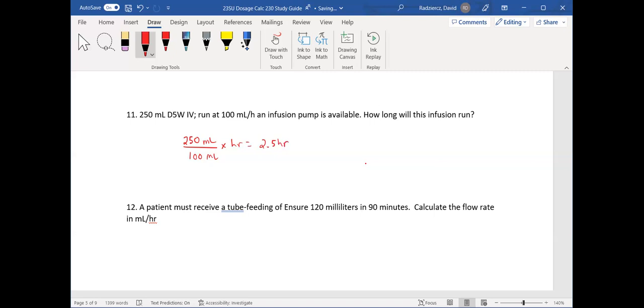So notice I did basically an order over half with this approach, which is perfectly fine. I took my 250 milliliters is what I have. That's my total bag. It's infusing at 100 milliliters per hour. And then I was able to get to how long will the infusion run? It will run for 2.5 hours.